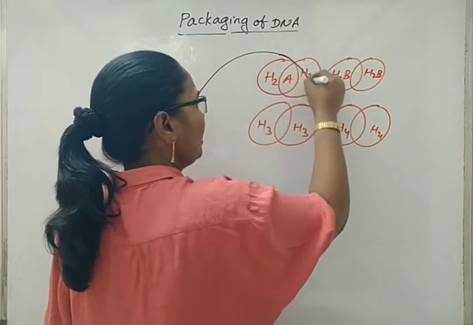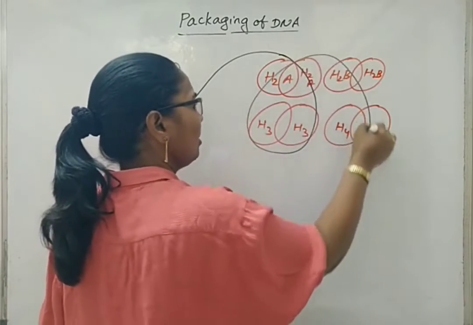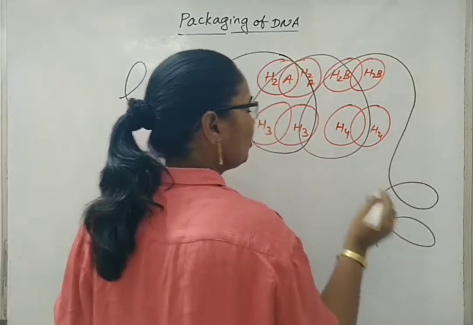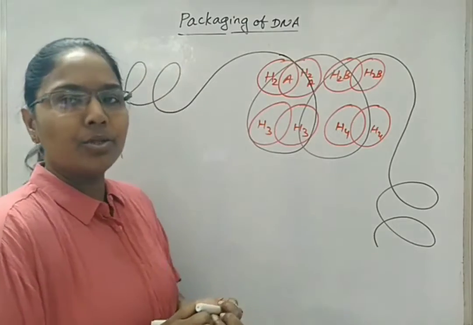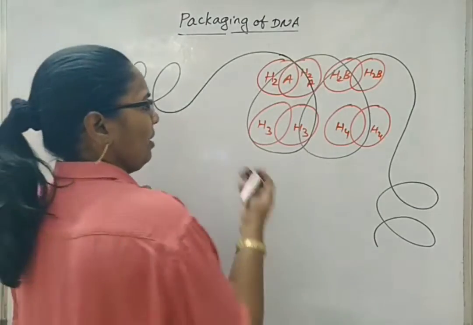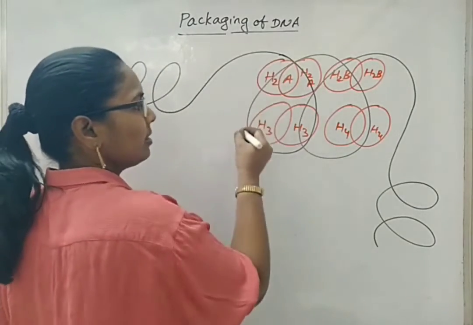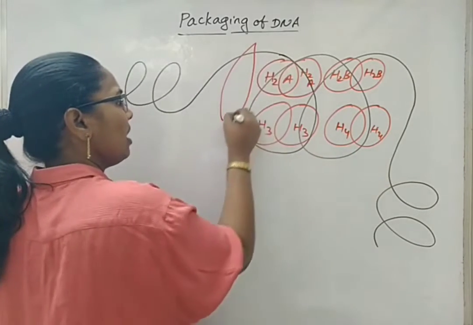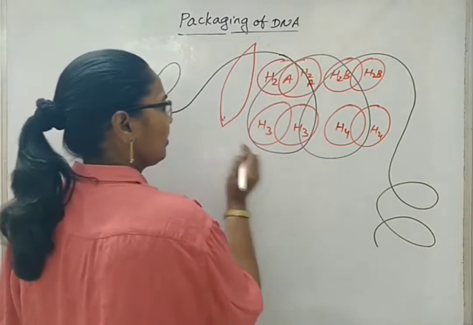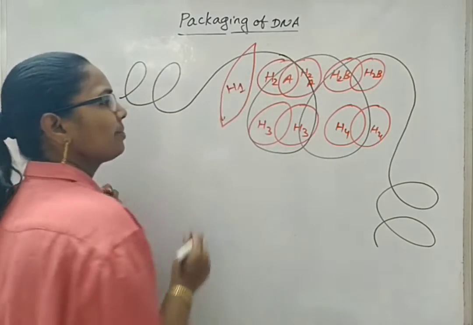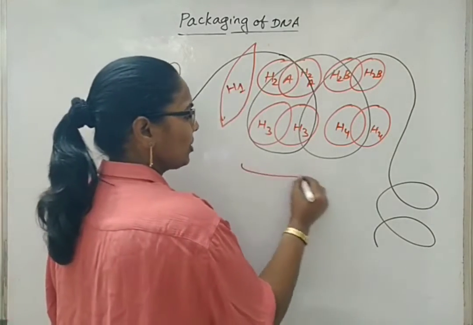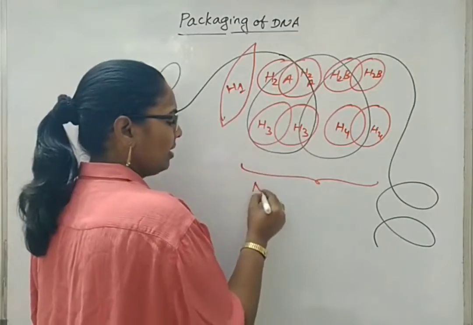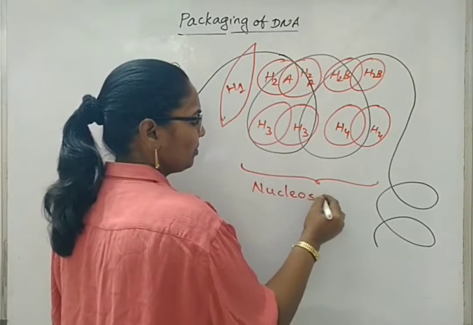Now DNA is coiled around the histone octamer like this. And again it continues with another coiling of another histone octamer. Then where is the existence of H1? H1 is outside the coiled complete structure. This is H1. This complete structure of histone octamer plus DNA is called as nucleosome.